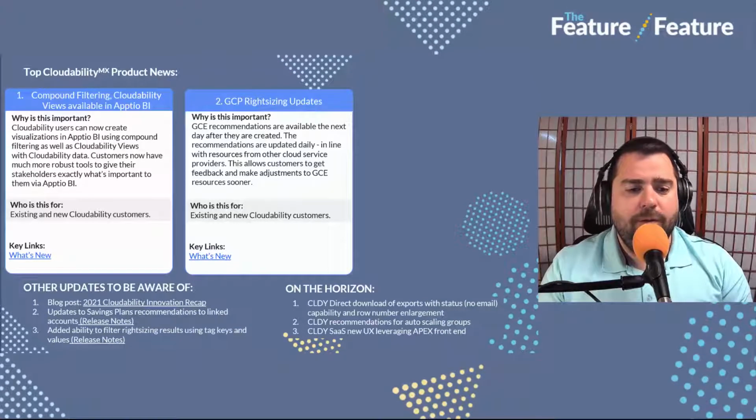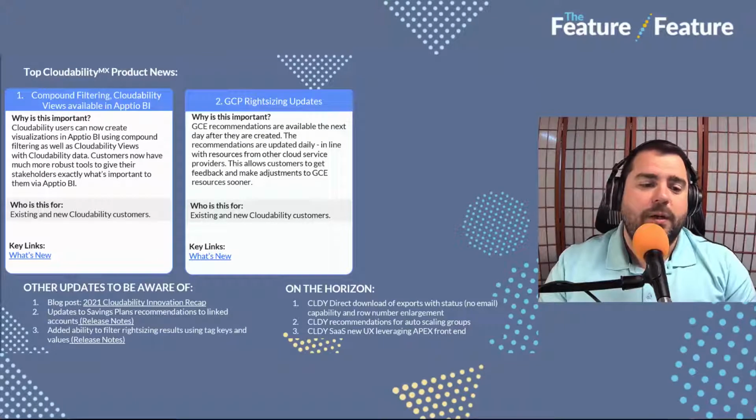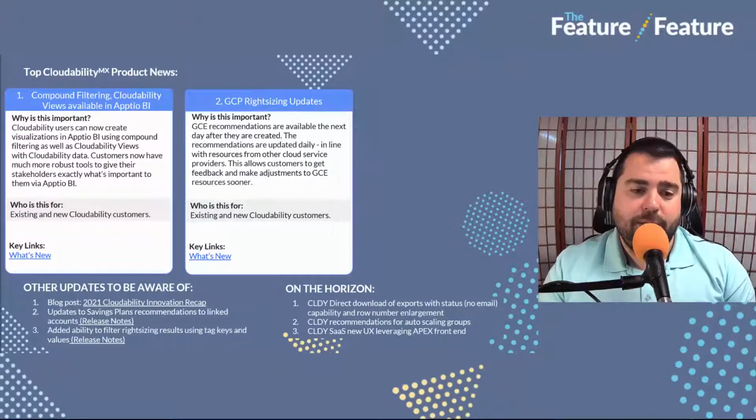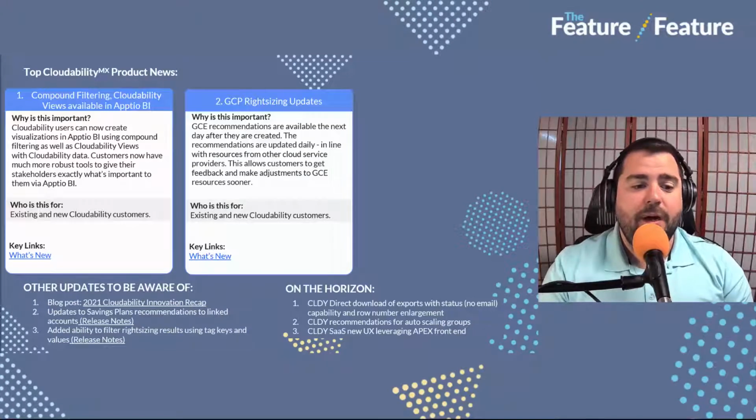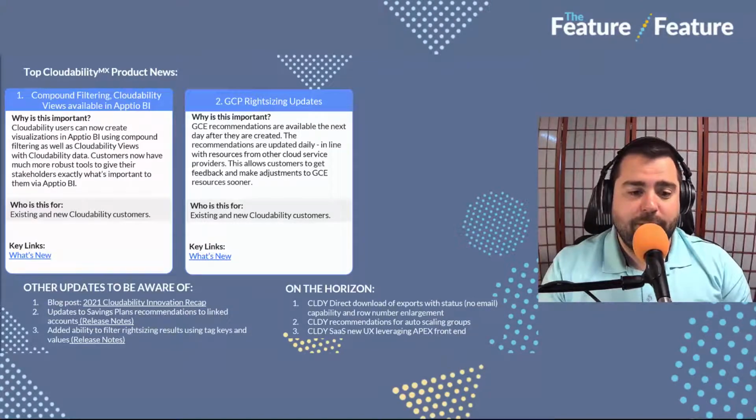Now we've got a couple of blog posts that have come out this month as well. Most recently, we did an innovation recap for Cloudability for 2021, focusing on all the major updates that have come out for Cloudability. We've also got updates to savings plan recommendations and an added ability to filter right-sizing results using key tags and values in Cloudability.